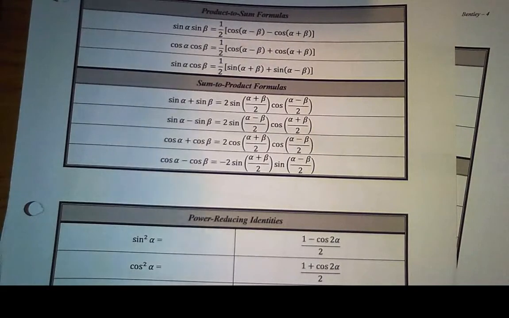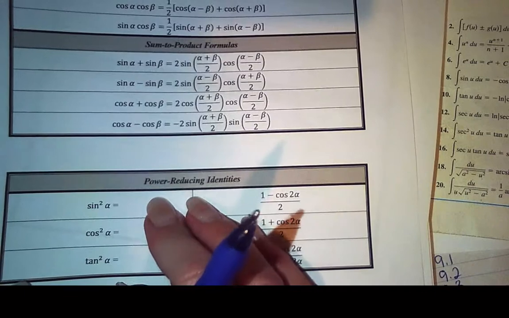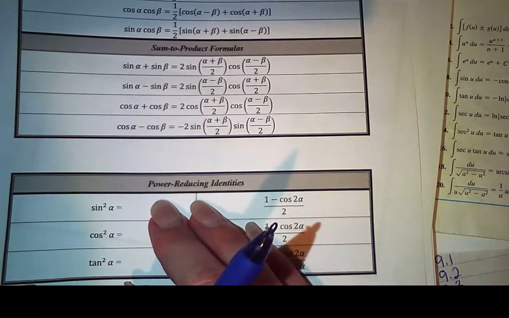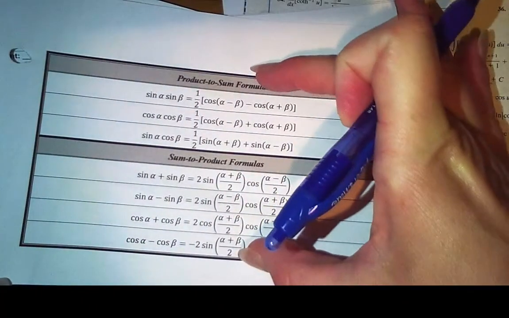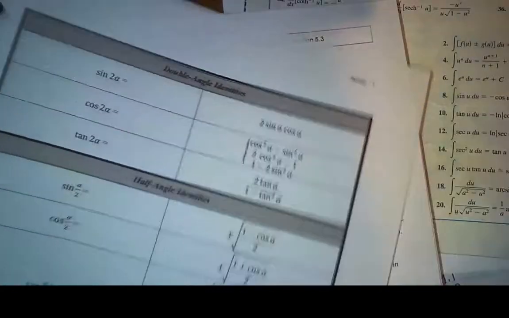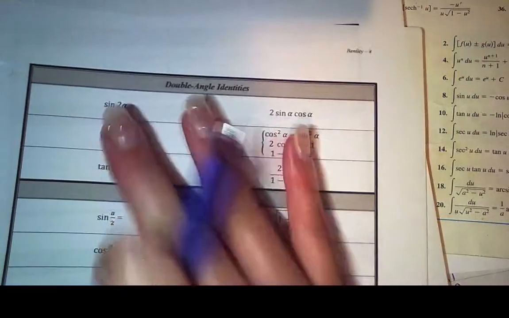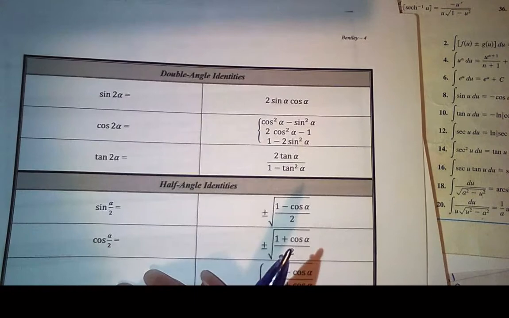So in 5.3, we're going to cover 3 different types of identities. The last ones that we're going to hit are power reducing identities. This section is pretty much 5.4, so we'll come back to that. And then we have double angle identities, and we've got half angle identities.